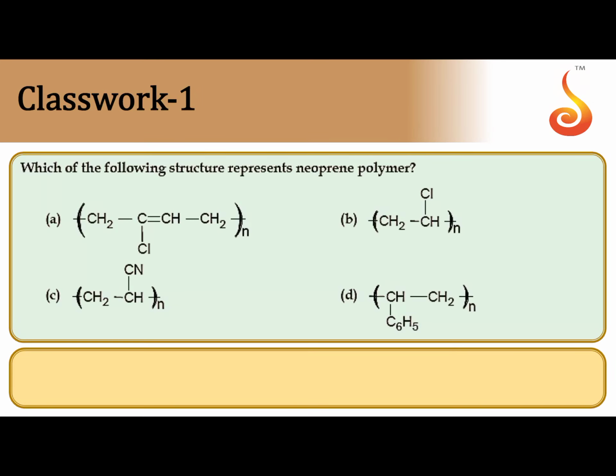Next, which of the following structures represents neoprene? Neoprene is a synthetic rubber which is obtained by the polymerization of chloroprene, CH2=CCl-CH=CH2. This is chloroprene, 2-chloro-1,3-butadiene.